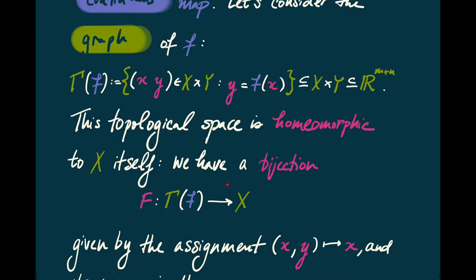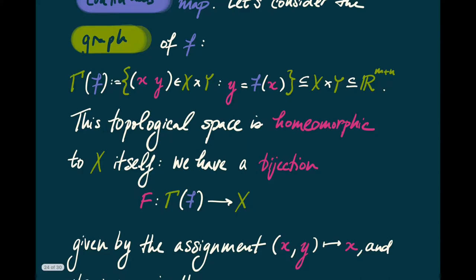That is to say, it's exactly the same as X through the eyes of a topologist. More precisely, I claim that we have a bijection, capital F I'll call it, from the graph down to X. Well, what is this bijection? It's simply given by (x, y) goes to x. Why is this a bijection? For every point x, there exists a unique y such that y equals f of x, which is to say there's a unique point in the inverse image of x. That's exactly what it means to be a bijection.